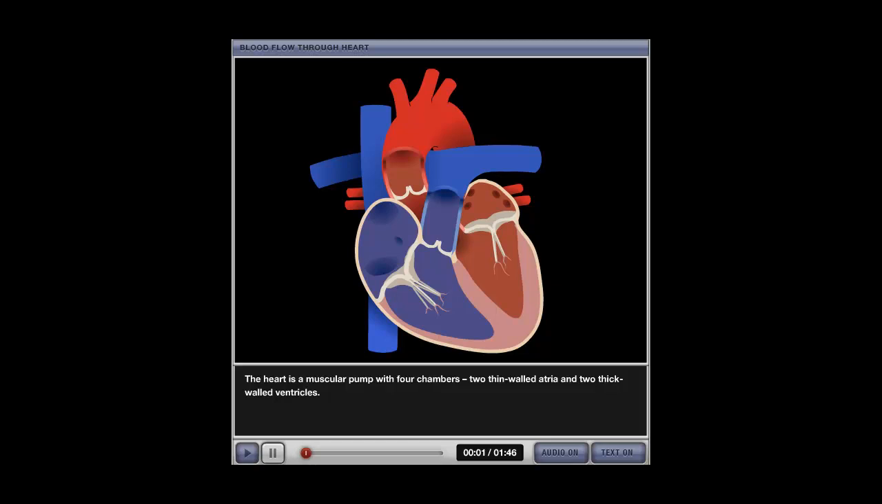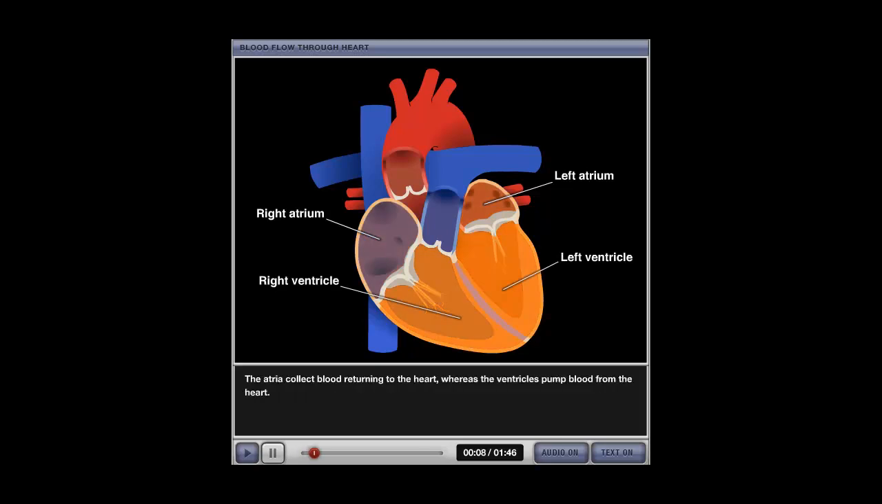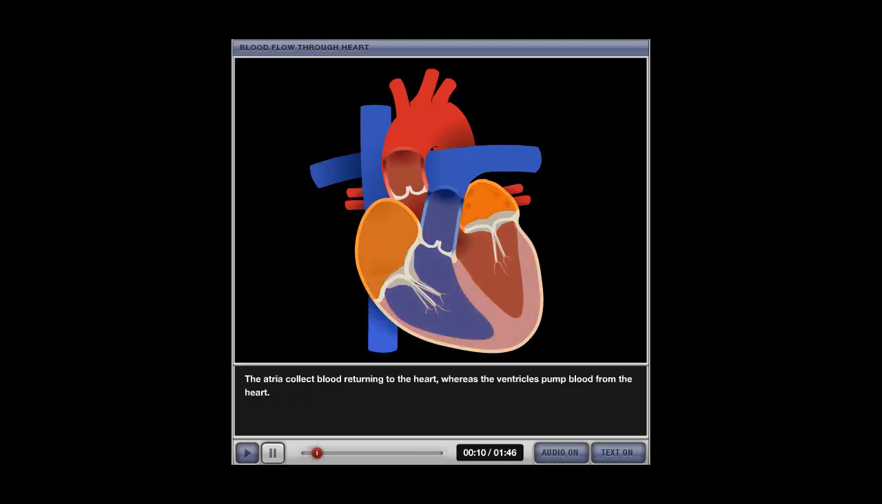The heart is a muscular pump with 4 chambers, 2 thin-walled atria and 2 thick-walled ventricles. The atria collect blood returning to the heart, whereas the ventricles pump blood from the heart.